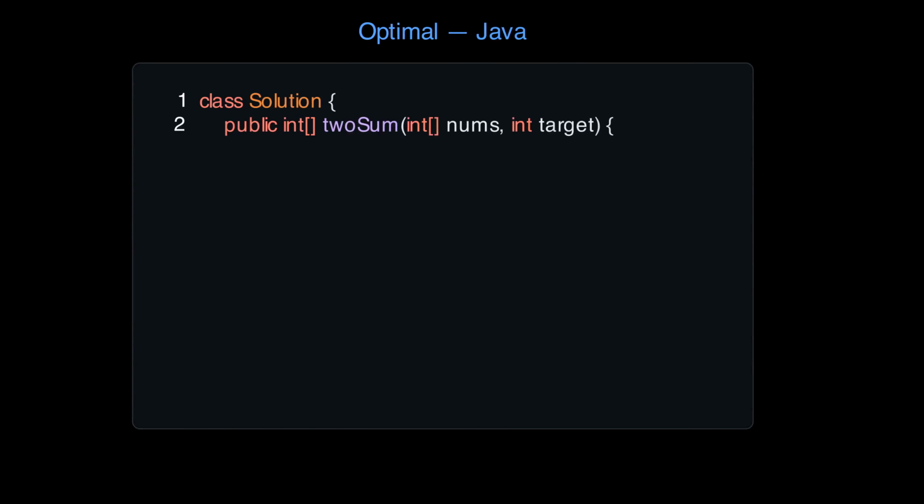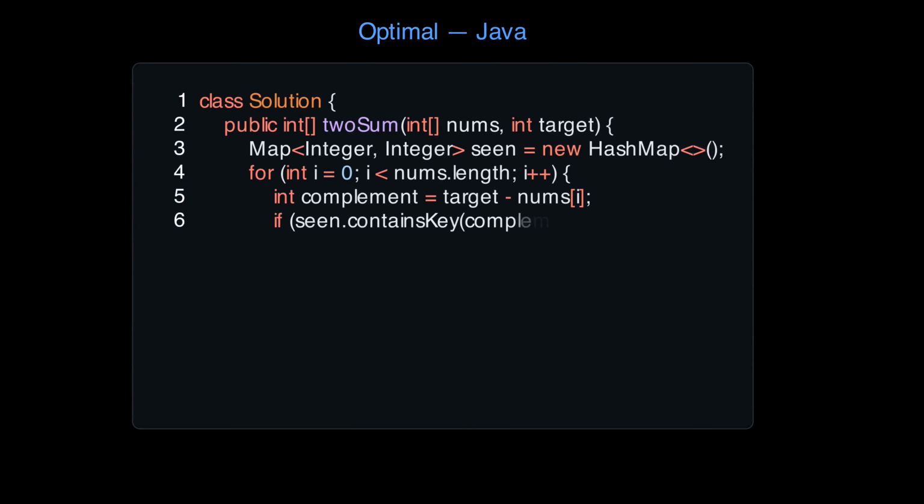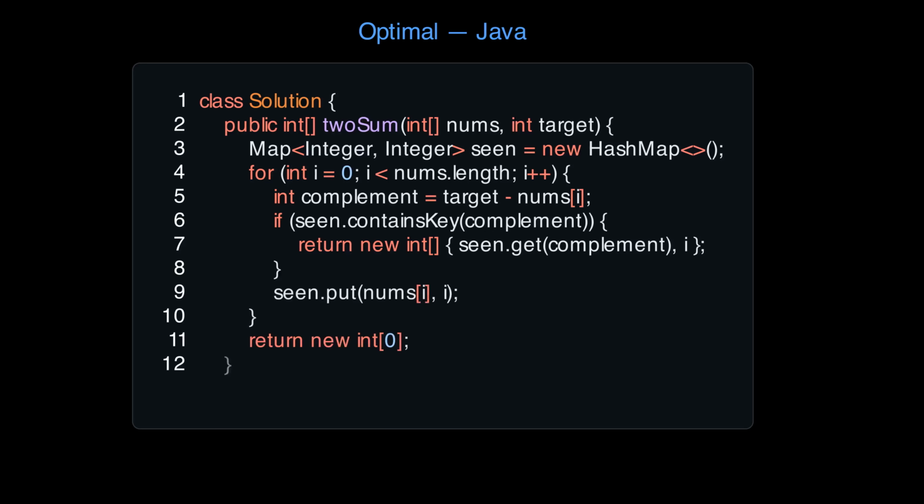Looks right. Go ahead and code it up in Java. Sure, so a map of Integer to Integer for seen. Standard for loop over i. Inside the loop, complement equals target minus nums of i, then containsKey. If yes, return new int array with seen.get(complement) and i. Otherwise, wait, let me make sure I have the order right. Lookup before put, yeah, otherwise 3 plus 3 matches itself. So the put comes after the if.